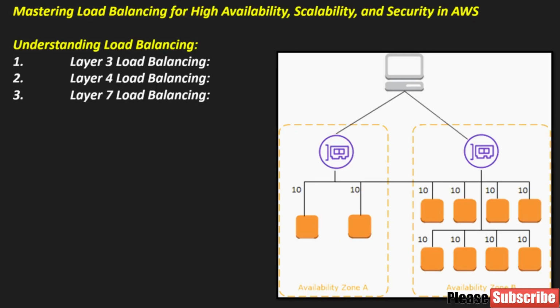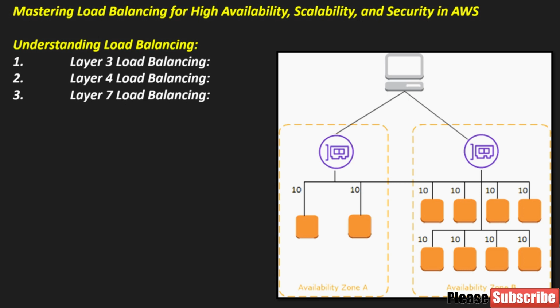The next point: mastering load balancing for high availability, scalability, and security in AWS. In today's dynamic and ever-evolving digital landscape, achieving high availability, scalability, and robust security is paramount for any type of web application or service. One of the key components that plays a crucial role in meeting these requirements is load balancing.